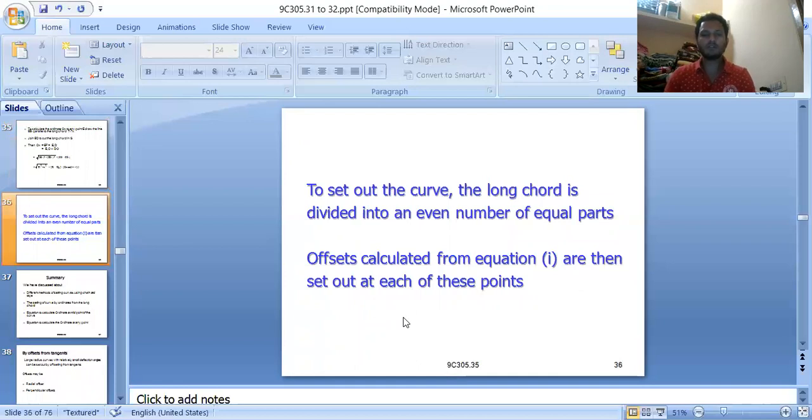To set out the curve, the long chord is divided into an even number of equal parts. Offsets are calculated from equation 1 and then set out at each of these points.